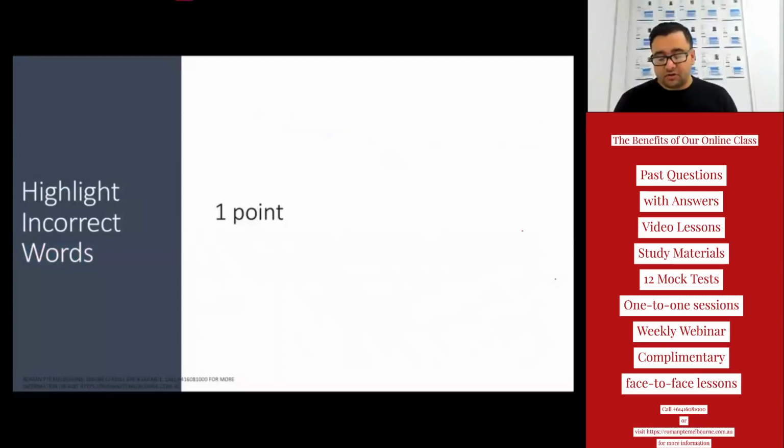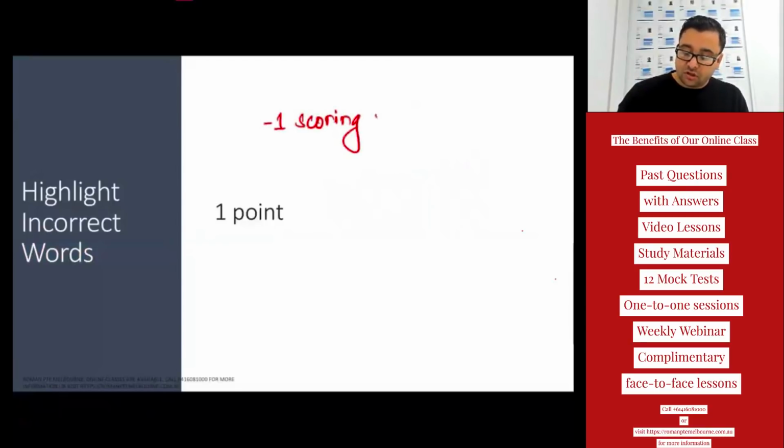Highlight incorrect words, you get 1 point for one correct incorrect word you picked, which means if you can highlight one word which is different from the word in the recording, you get 1 point there. The important thing here is there is negative scoring. You get -1 for every wrong word, which means do not guess.